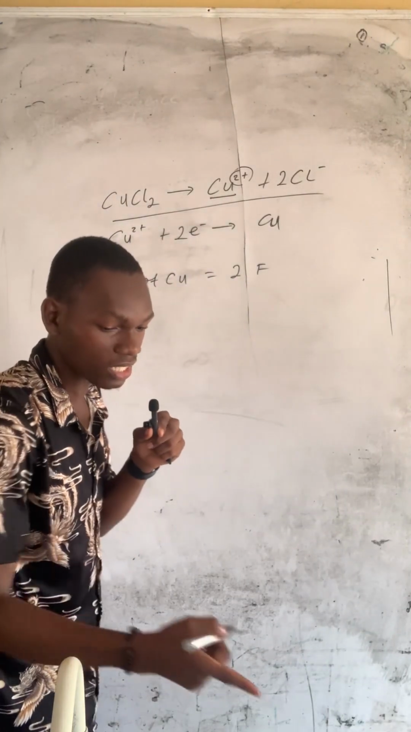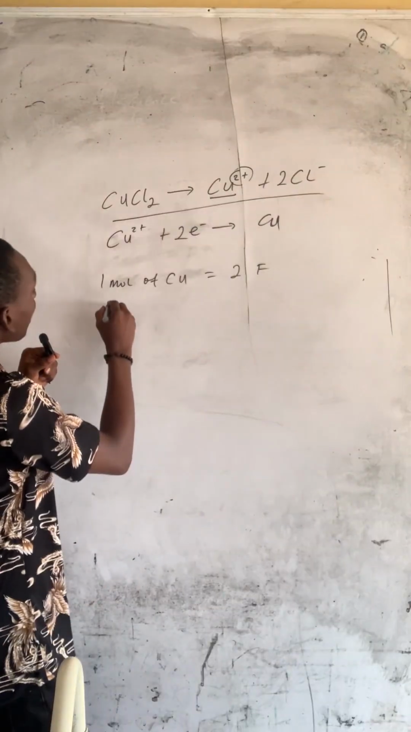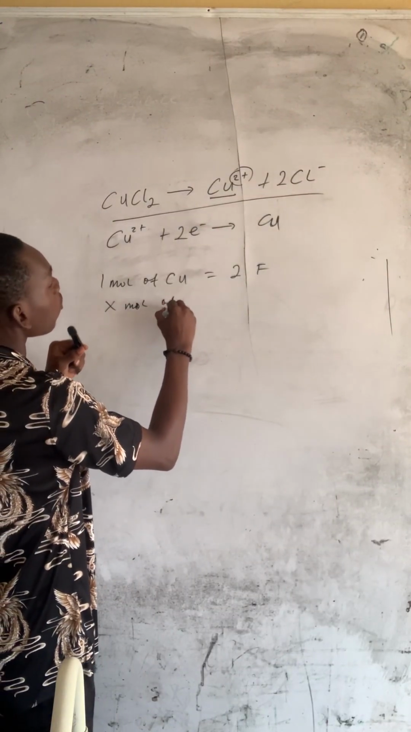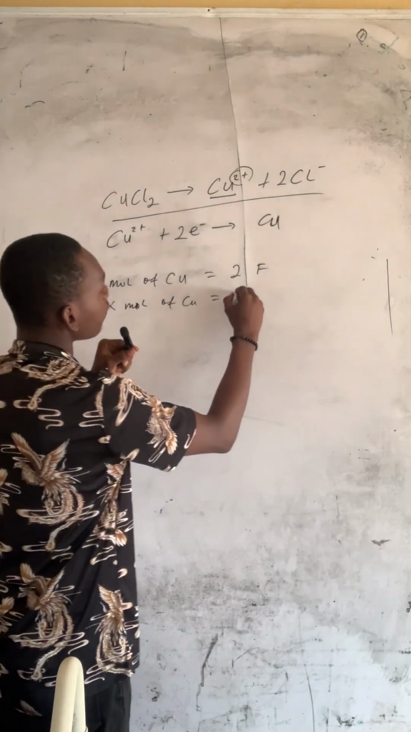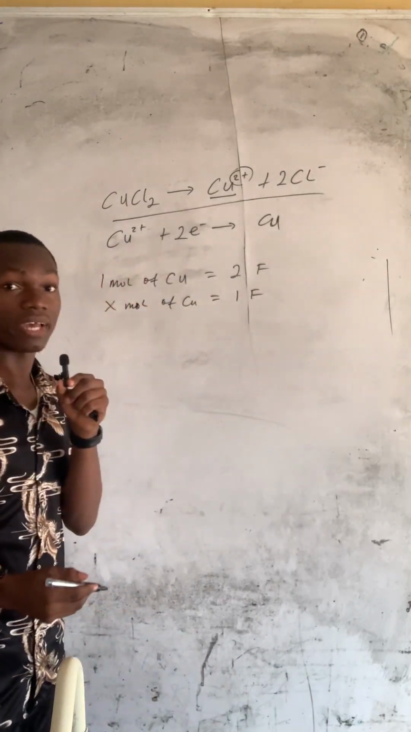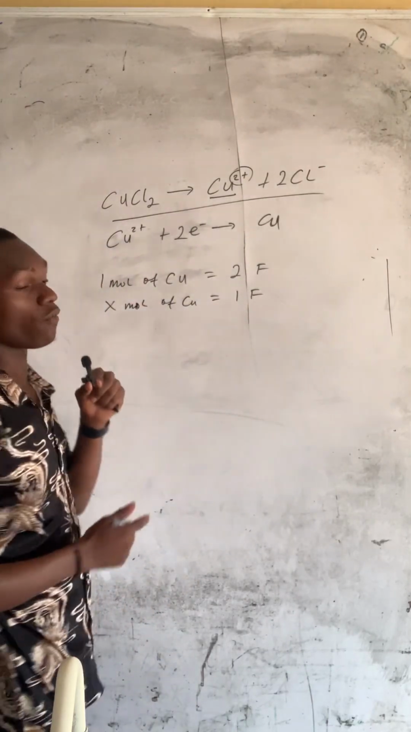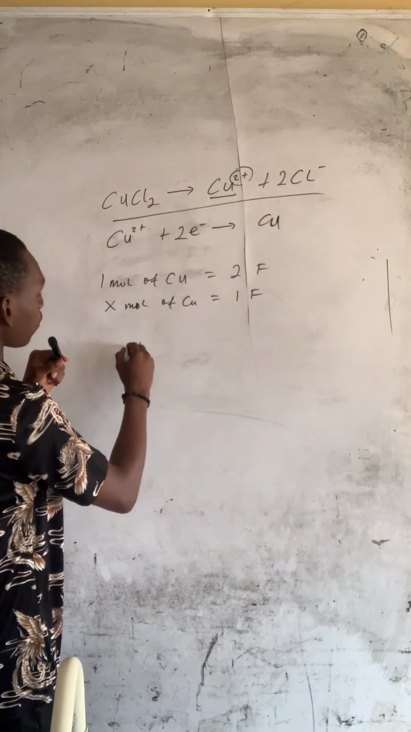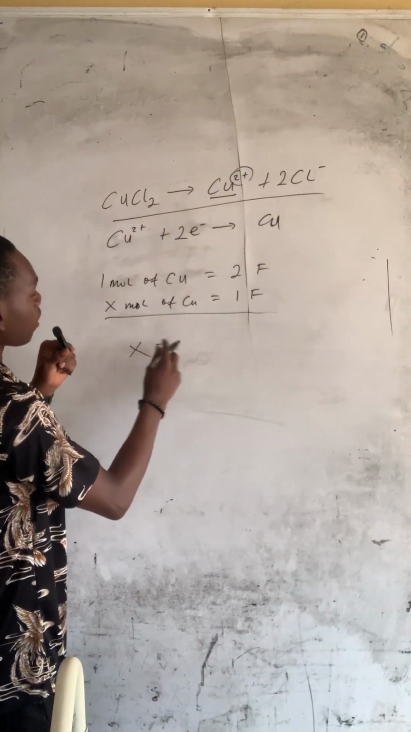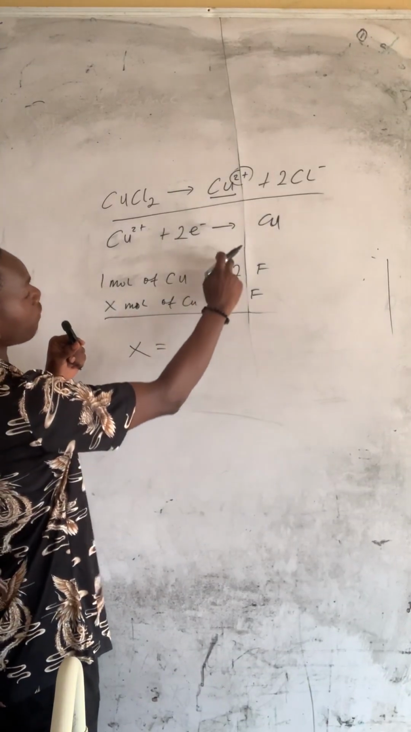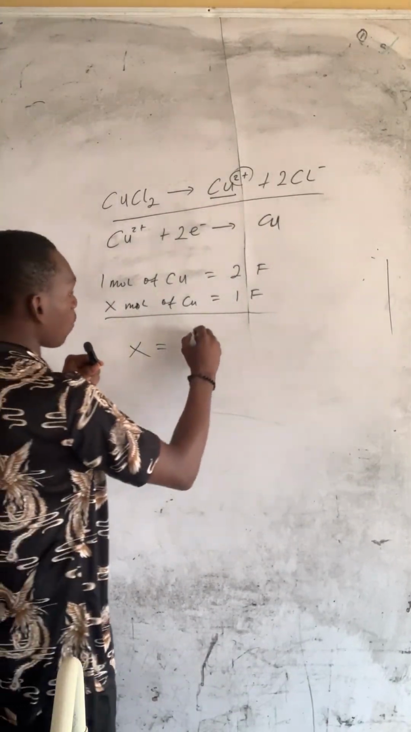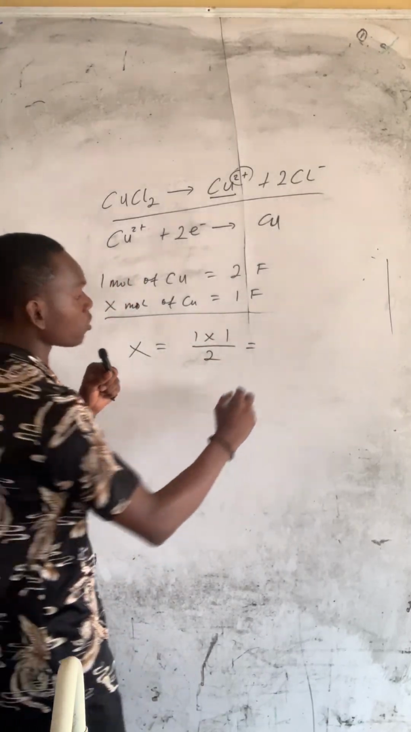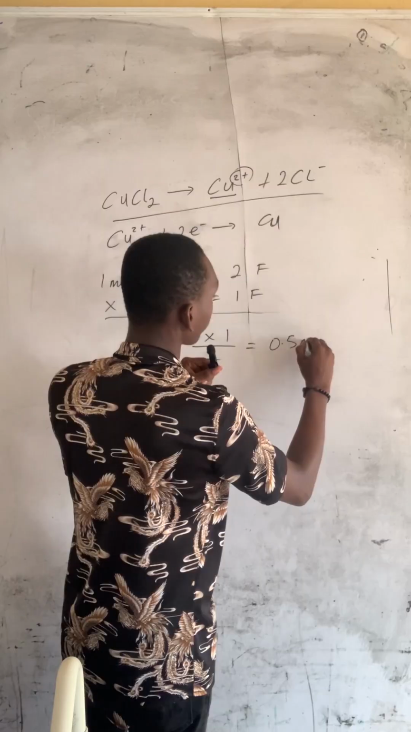But the question now says, let's say X mole, how many moles of that same copper will give us 1 Faraday? When we use 1 Faraday, how many moles of the copper will be deposited? Very easy. Now let's solve for X. In order for us to solve for X, we are going to do 1 times 1 divided by 2. Very easy. 1 times 1 divided by 2. And that simply gives us 0.5 mole.